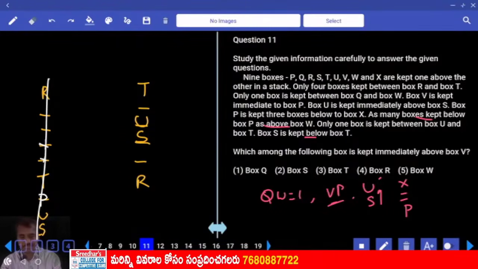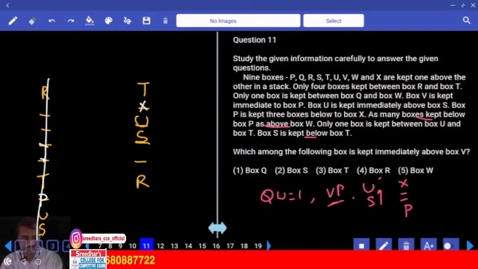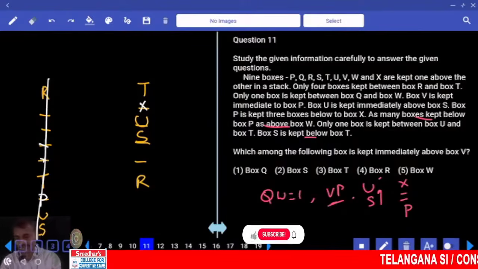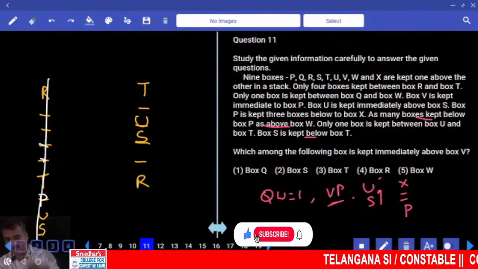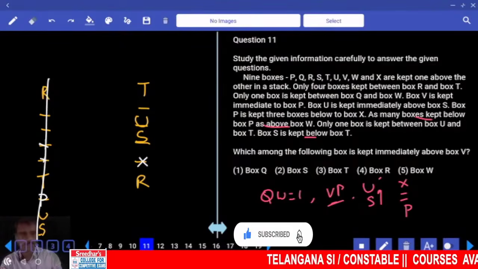My next, where should it be? Tell me. X. Now can we have X at this place? Now if X is here, then who is the other person here? P. Now P and V are adjacent, not possible. And here it is not possible. Is it clear? As it is not possible here, then can we have X at this place?